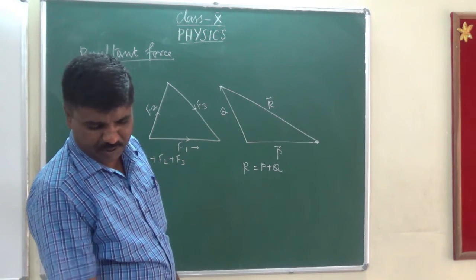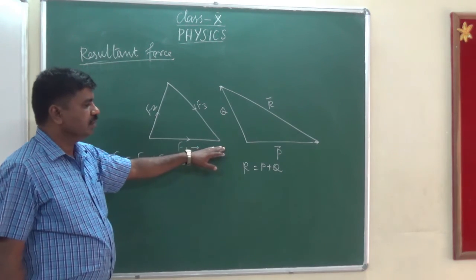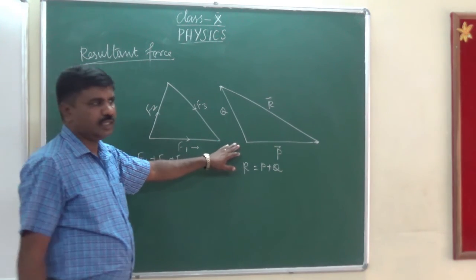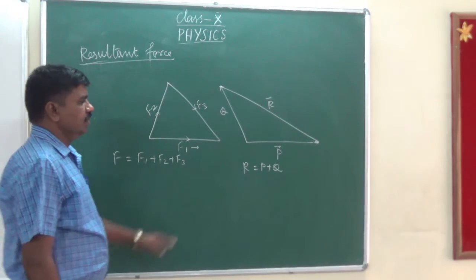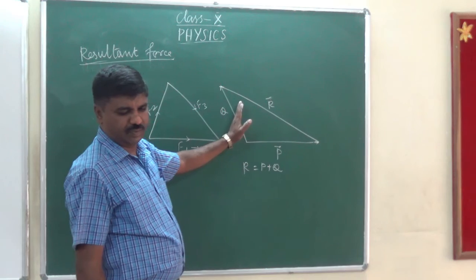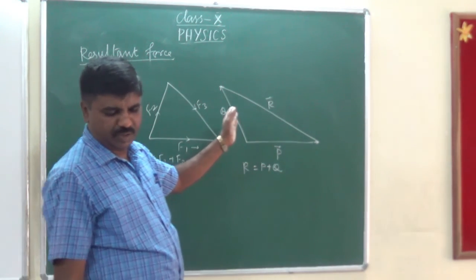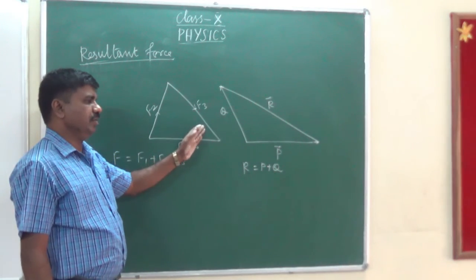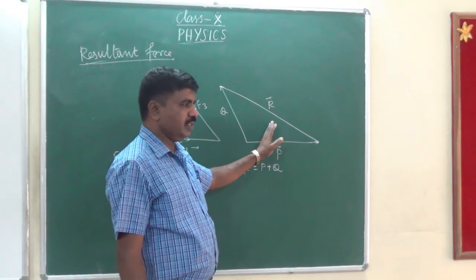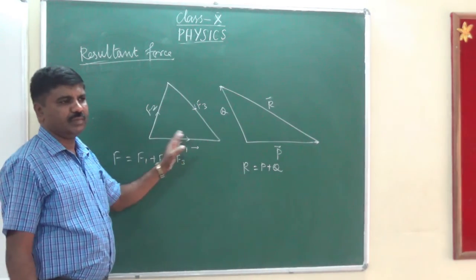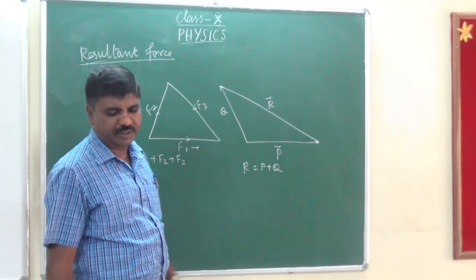Here, if the resultant force is not equal, it will not be 0. The resultant force is the net force. If the net force is 0, then it will be in equilibrium position. If the net force is not 0, it is not in equilibrium. So that is nothing but the resultant force. Okay. Thank you.